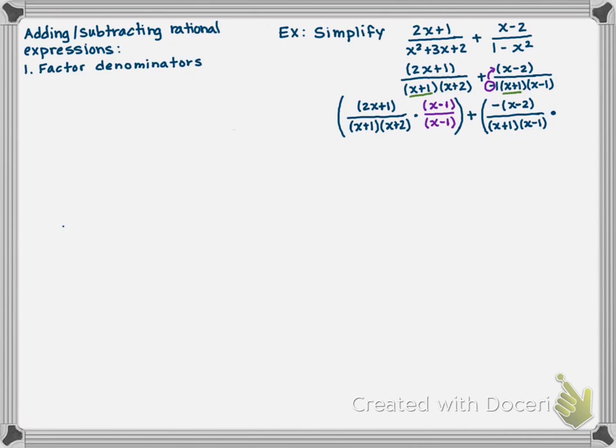And we see that the fraction on the left has a factor of x plus 2 in the denominator that the fraction on the right doesn't have. And so we're going to multiply by x plus 2 over x plus 2. So our next step here was to get common denominators. I can see this becoming a big mess.